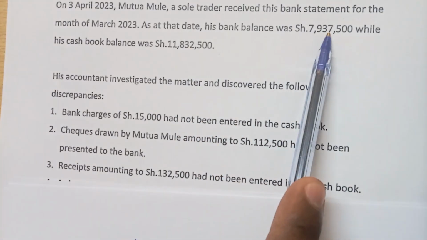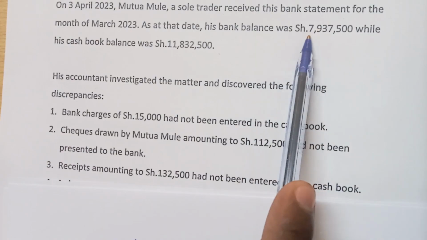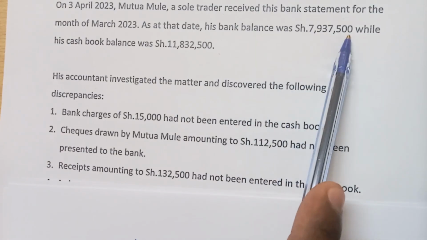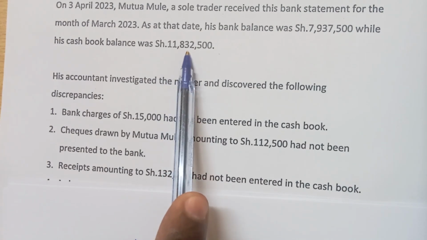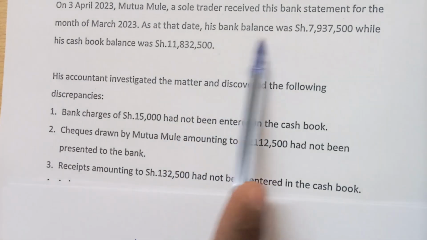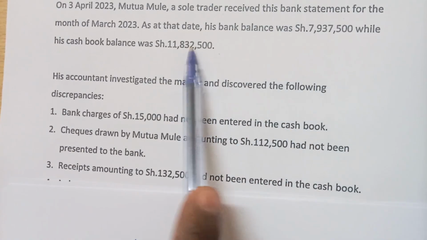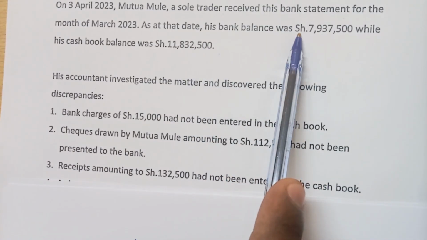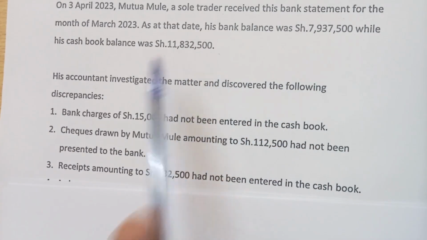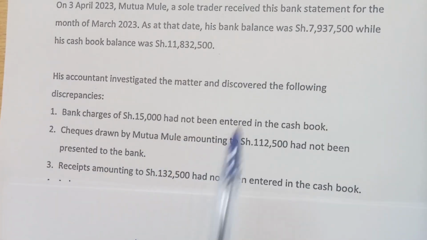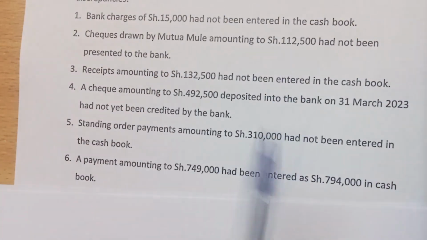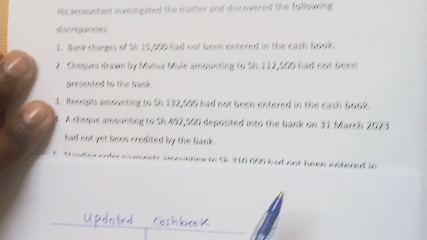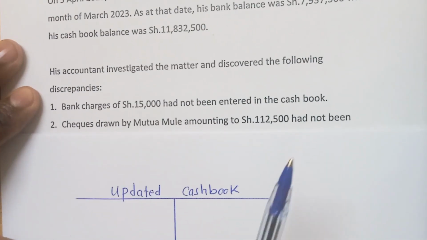Meaning, what we need to do is prepare a bank reconciliation statement that will make these two balances, the bank balance, which is 7,937,500, and the cash book balance, which is 11,832,500 shillings, come into an agreement. So I hope you can see that these two balances have not come into an agreement. And the reason why they have not come into an agreement is because of all these discrepancies that have been listed below.